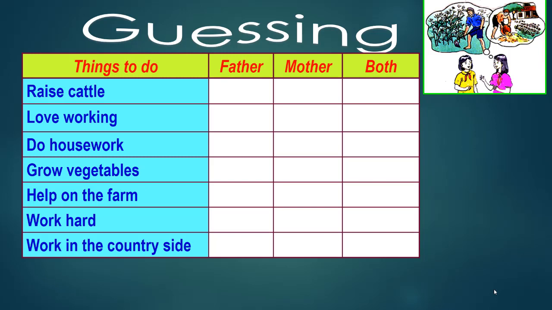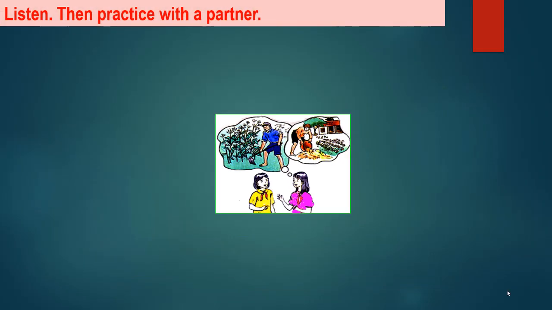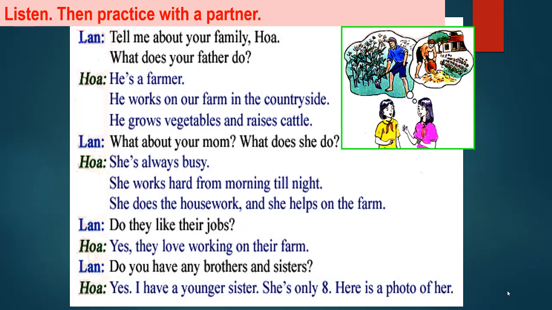Tell me about your family, Hoa. What does your father do? He's a farmer. He works on our farm in the countryside. He grows vegetables and raises cattle. What about your mom? What does she do? She's always busy. A farmer's wife works hard from morning till night. She does the housework and she helps on the farm. Do they like their jobs? Yes, they love working on their farm. Do you have any brothers or sisters? Yes, I have a younger sister. She's only 8. Here's a photo of her.